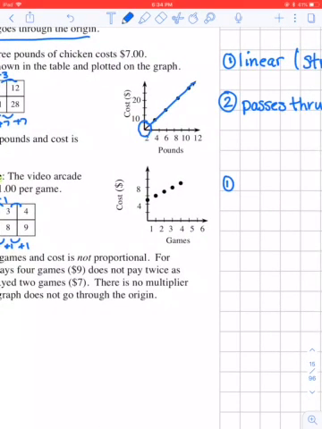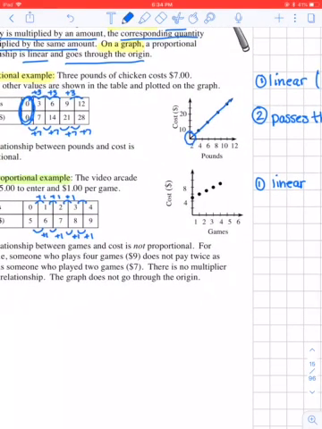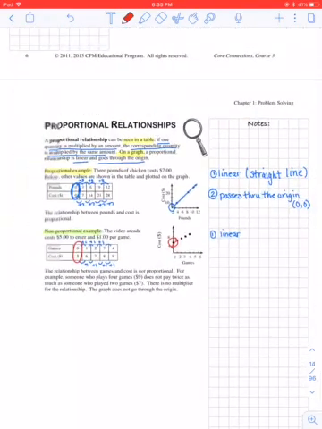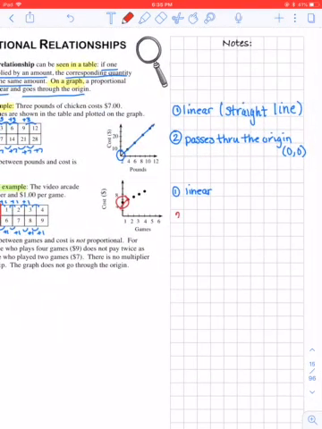But this example is linear. The only reason that makes it non-proportional is the fact that it's not going through the origin. Actually, let me change that color. The fact that it's not going through the origin makes it non-proportional. And also, if you look over here on the table, it doesn't start at 0, 0. So if you're playing 0 games, it's still going to cost you $5. That's not proportional. So that is what makes it non-proportional.